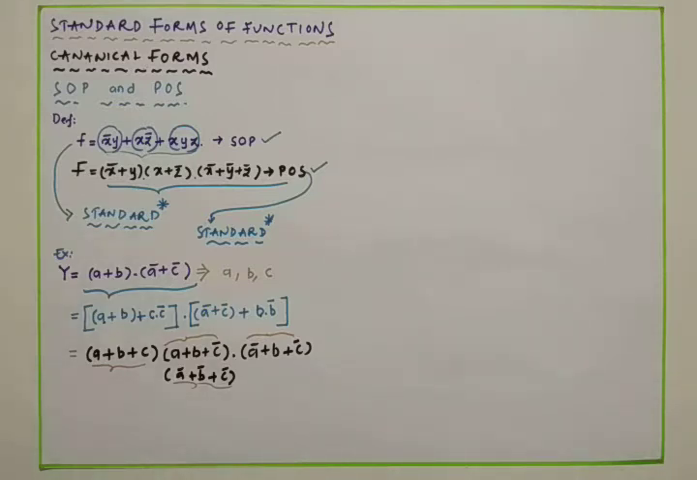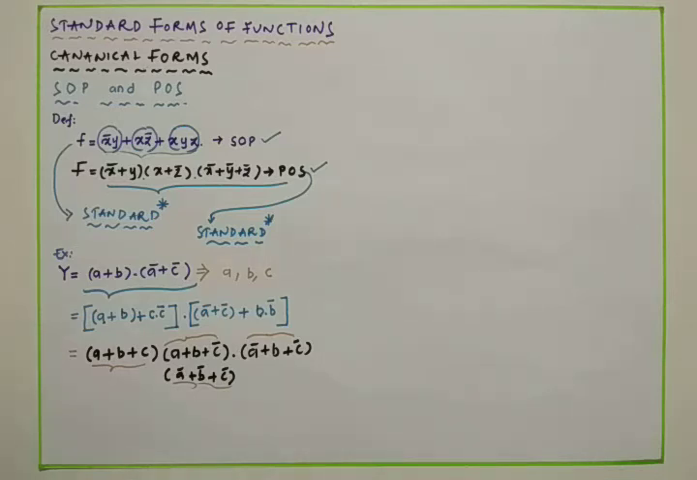The definition of standard POS is very simple. In standard POS, each sum term will have all the inputs. If the inputs are A, B, C, then all terms will have all of A, B, C, whether in complemented or original form. This is the standard form.